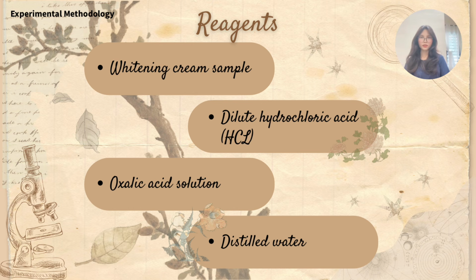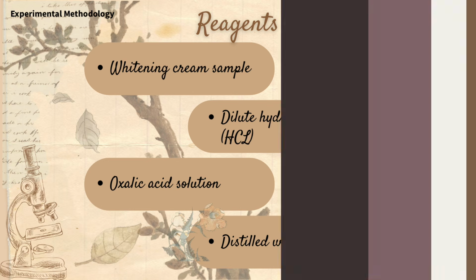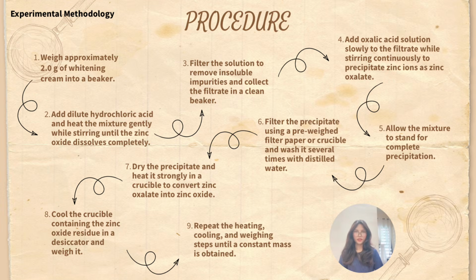Lastly, distilled water is used to wash the precipitate and remove any remaining impurities. Let's go through the procedure. First, about 2 grams of the whitening cream is weighed into a beaker. Dilute hydrochloric acid is added and the mixture is heated gently while stirring until the zinc oxide dissolves completely. The solution is then filtered to remove insoluble impurities.